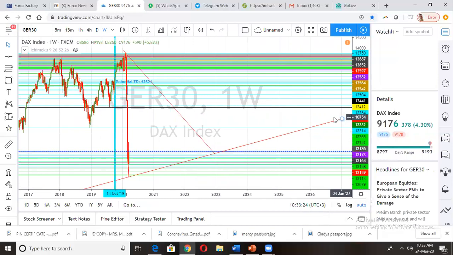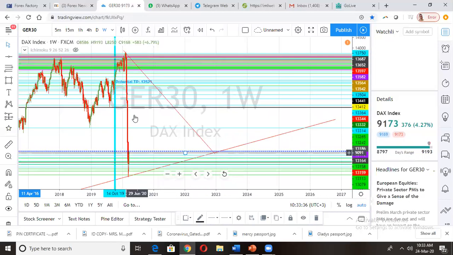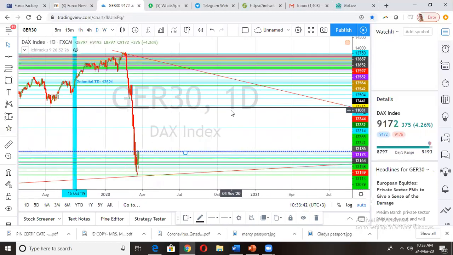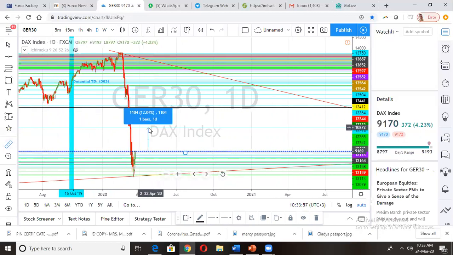So the weekly on GR30 is interesting. I need to move this a bit higher. It's past the point of confluence. Price is above the point of confluence on the weekly chart, and so it is on the daily chart. I feel like GR30 is also bullish, with a potential of 1,000 pips.